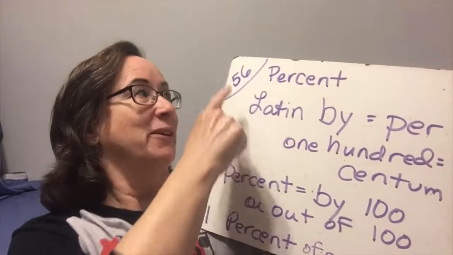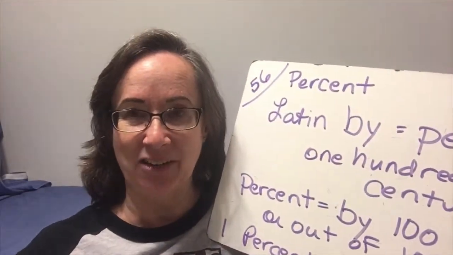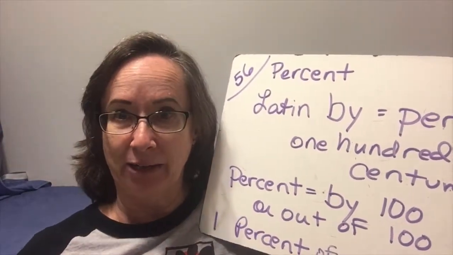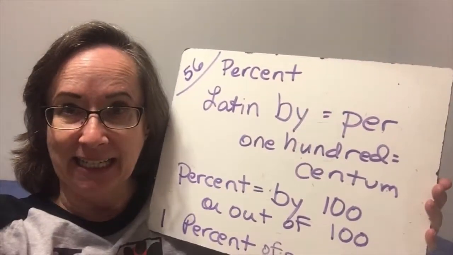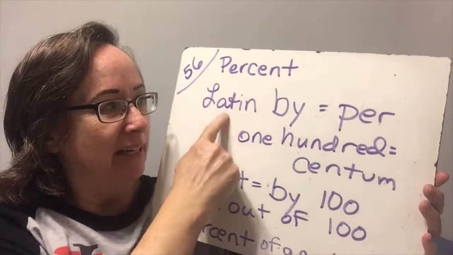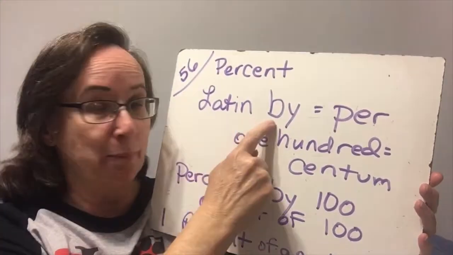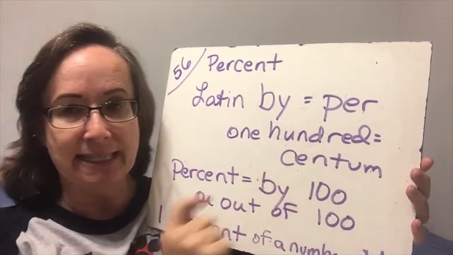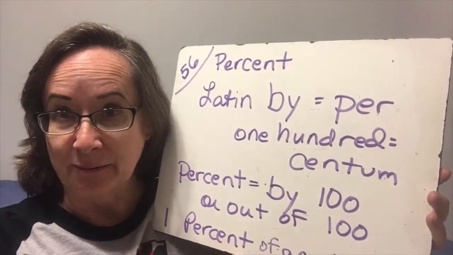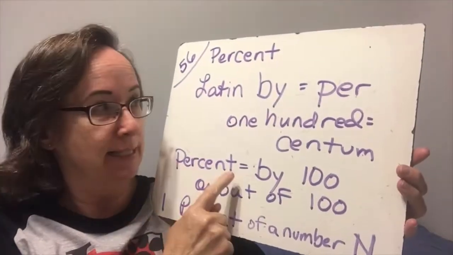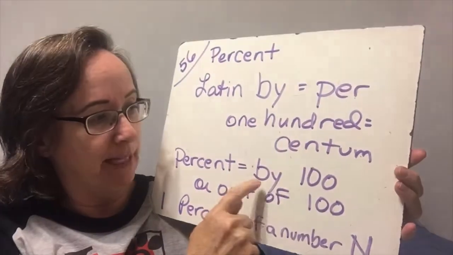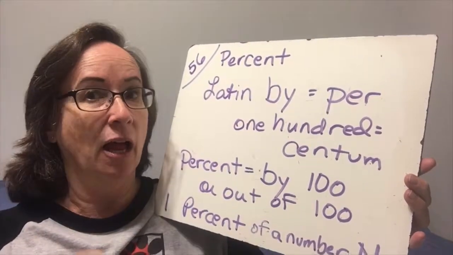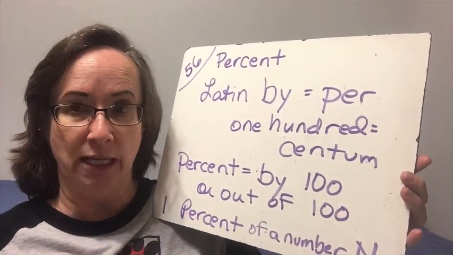And today we are here with lesson 56 in our blue books, and we are talking about percent. Now we have a little vocabulary lesson here. In Latin, an ancient language, the word that means by is per, and the word that means 100 is centum, where we get cent, right? And percent means by 100 or out of 100. So I like to say that percent means parts out of 100.